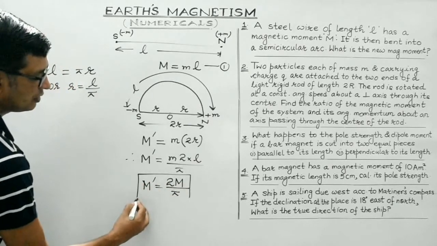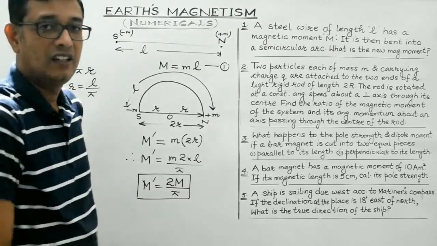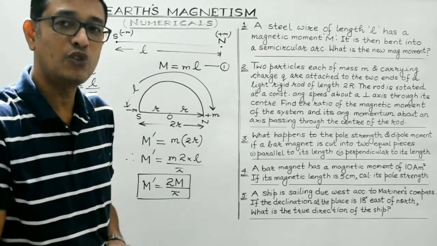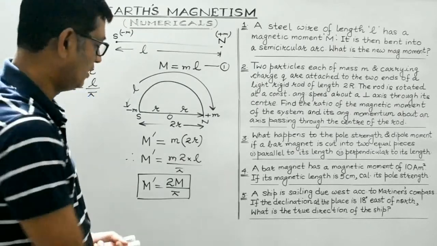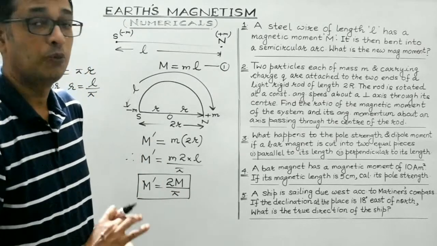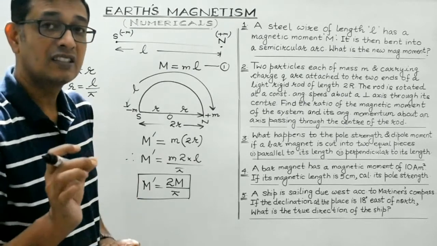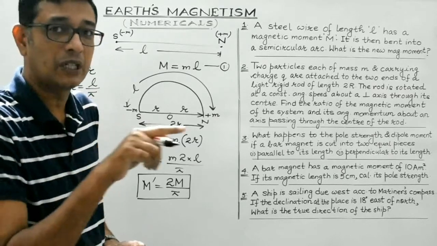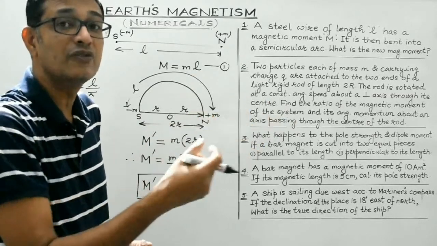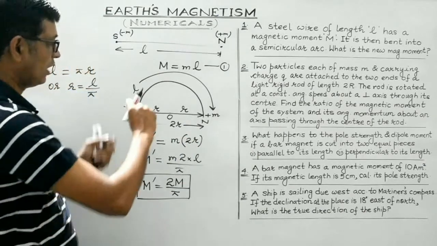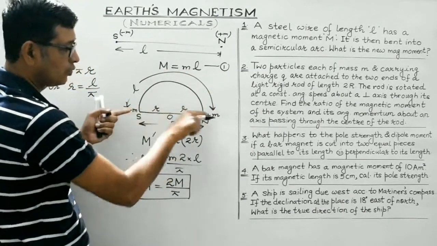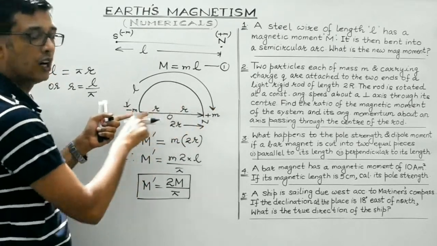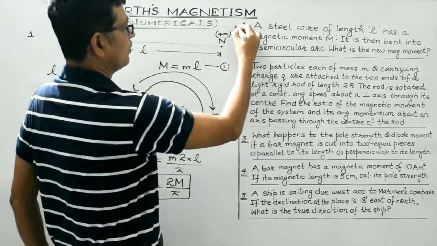So students, when the magnetized steel wire is bent in the form of a semicircular arc, then its magnetic moment changes to 2M divided by pi. So this is the correct answer. I hope you have understood the concept. So the main thing is, consider magnetic length to be the shortest distance in a particular direction, that is from south to north. It's a vector quantity, right? So as it is converted into a semicircular arc, this will become the magnetic length, which is the diameter, which is 2r, right? So students, we are over with question number 1.